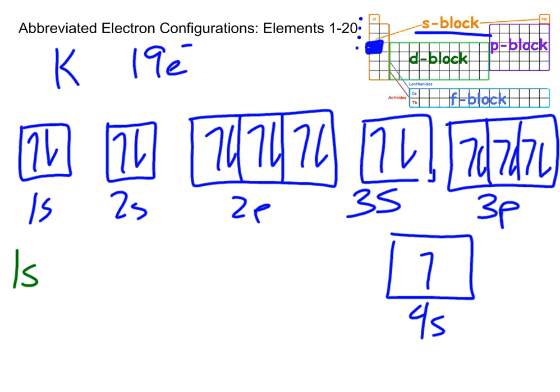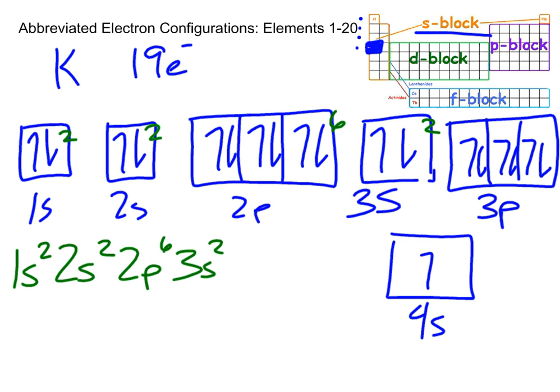I have 1s, and I know there's 2 electrons in here. Okay, and then 2s, there's 2 electrons in here. 2p, and there's 2, 4, 6 electrons in here. So 2p6. And then 3s, there's 2, so 3s2. 3p2, 4, 6, so 3p6. And then 4s1.